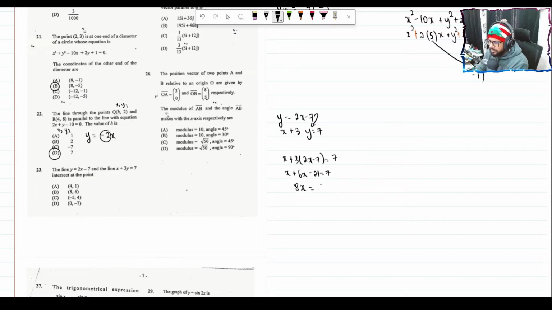8x is equal to 21 and 7. Sorry, 7x. Good. 7x is equal to 28 and x is 4. So the only one with x is 4 as a coordinate is A. And we're good to go. If you want to be very, very sure, just plug in 4 over here and see if you get 1 as your answer for y. 4 2s are 8. 8 take away 7 is 1.